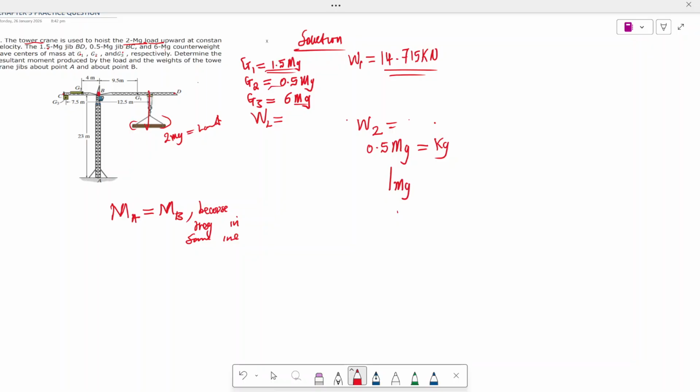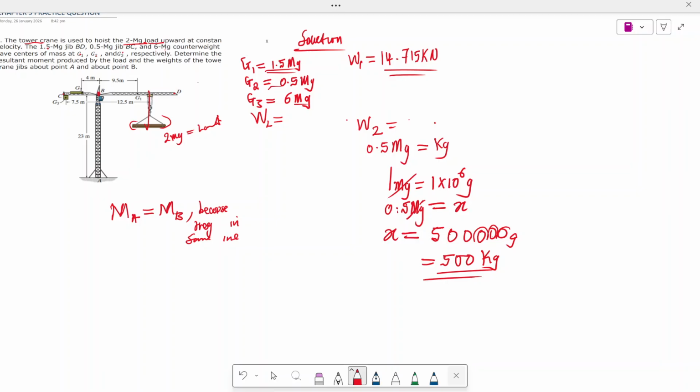1 megagram is equal to 1 times 10 to the power 6 gram. Therefore 0.5 megagram is equal to x. Therefore x is equal to 1 times 10 to the power 6 times 0.5, so it's going to give you 500000 gram. Now we're going to convert it to kilogram, so it's going to be 500 kg.